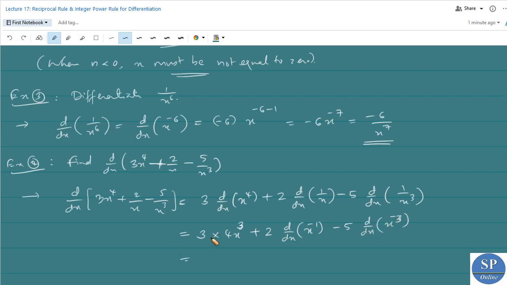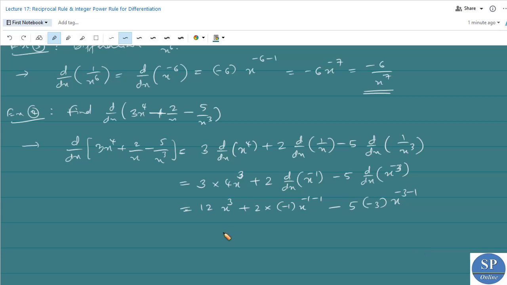So this is equal to 3 into 4 is 12 x power 3 plus 2 into d by dx of x power minus 1, which is minus 1 into x power minus 1 by the integer power rule, and minus 5 d by dx of x power minus 3 is minus 3 into x power minus 3 minus 1. Therefore this is equal to 12 into x power 3 minus 2 into x power minus 2 plus 15 into x power minus 4. So this will be the required derivative.